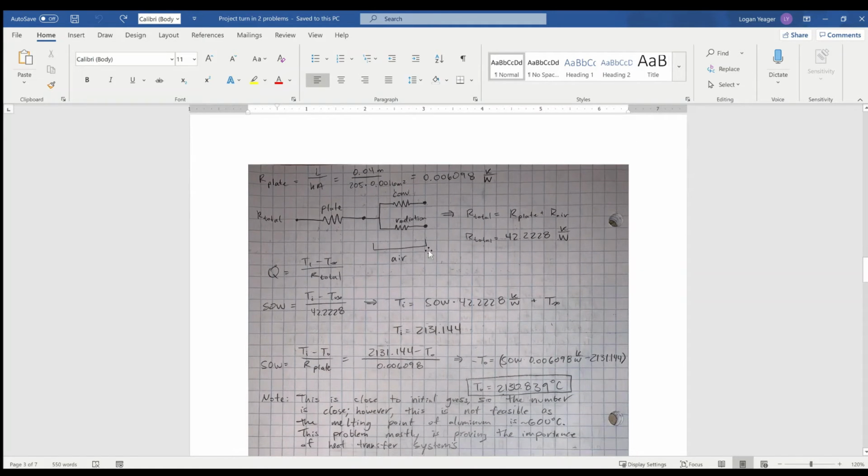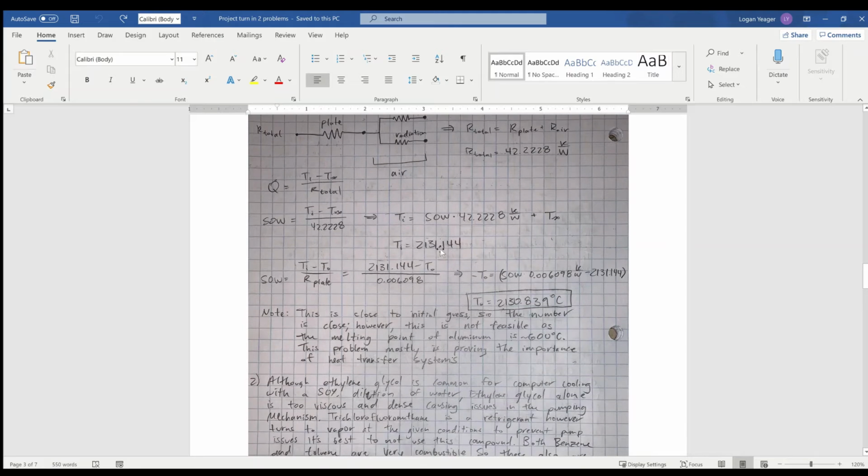And then because they're in series, you add them together, giving your R total, and the temperature difference from the inside of the plate to the bulk properties, divided by R total, is that total heat flux. And then you can solve for the T inside because you know the T outside and the heat being applied, and then you can use that T inside to solve for the T outside with the resistance of the plate and the inside temperature, and it gives you this. And because it's so close to our initial guess, we can assume that our initial guess was close enough.